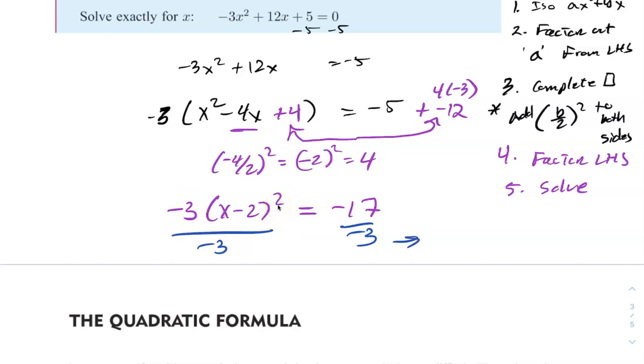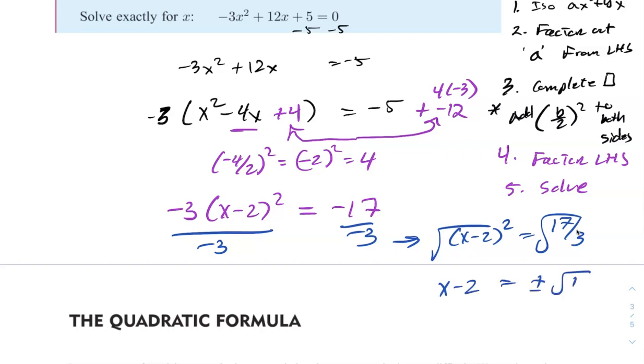It's not looking pretty, but it will work. As I said, complete the square is not always pretty. So we have that. Negative 17 divided by negative 3 is this. And then we're going to square root both sides. So I get x minus 2 equals plus and minus radical 17 over 3. I'm going to leave it like that and just add the 2 over.